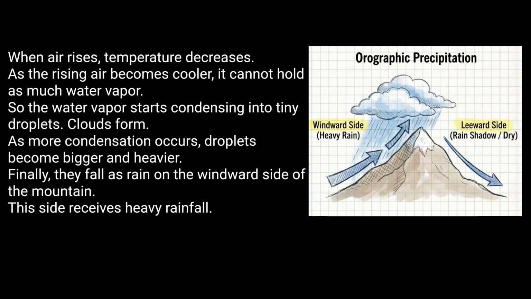Now remember an important rule of atmosphere. When air rises, temperature decreases. As the rising air becomes cooler, it cannot hold as much water vapor. So the water vapor starts condensing into tiny droplets. Clouds form. As more condensation occurs, droplets become bigger and heavier. Finally, they fall as rain on the windward side of the mountain. This side receives heavy rainfall.